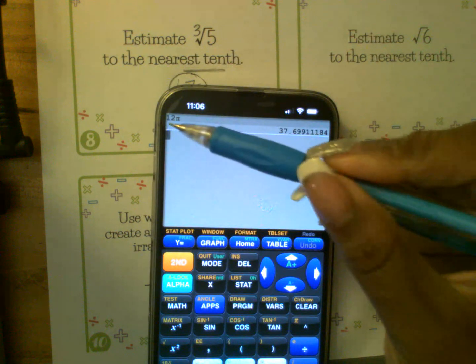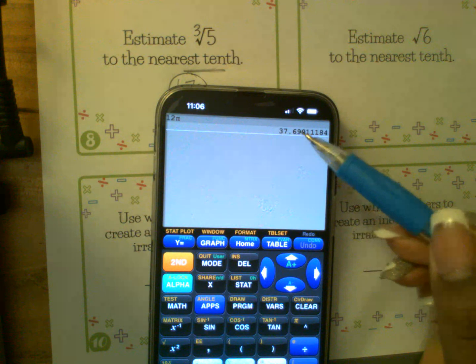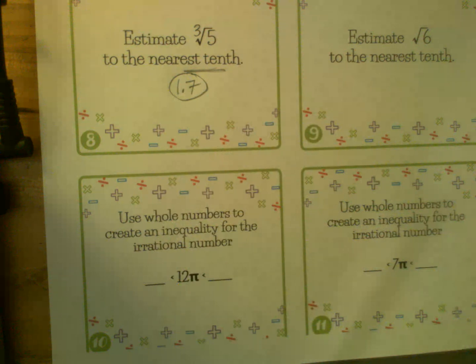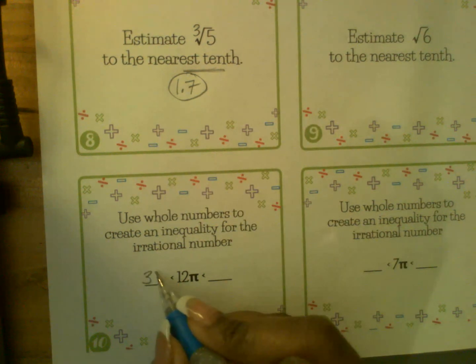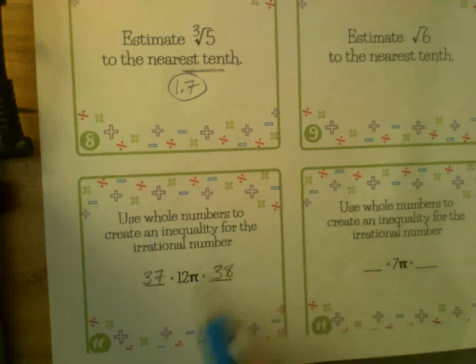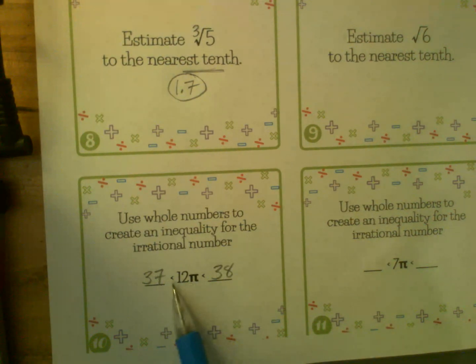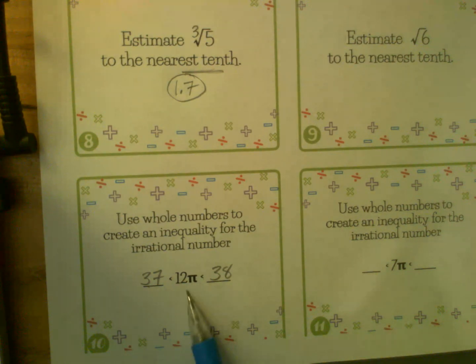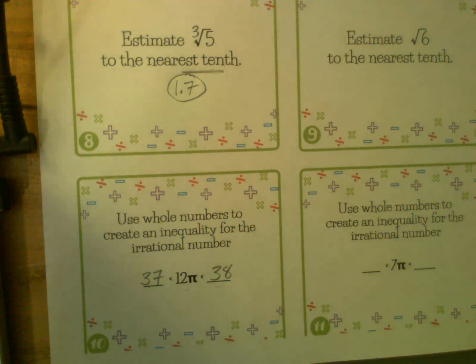So 12 pi is 37.6 and some change. So it's between 37 and 38. That's what this means. This is less than means it's between these two numbers. It's greater than 37, but it's less than 38. It's between these two numbers. Now you're going to do this one on your own. Do the same thing that we did here to figure out this answer. Okay? All righty. Pause to get yourself ready.